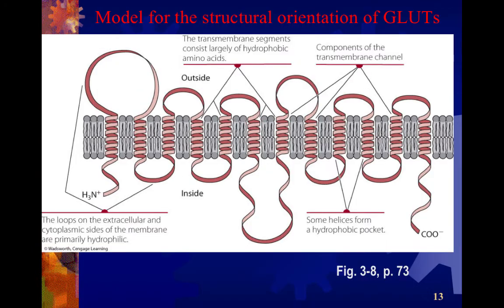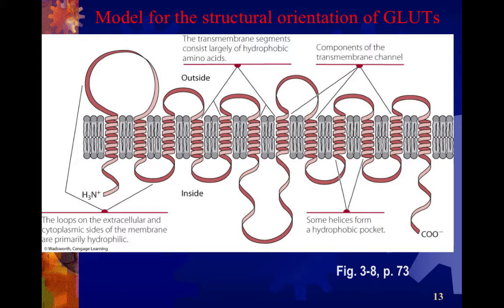So this slide shows a model for the structural orientation of the GLUTs. So you've probably seen this in another class, I'm guessing in biochemistry, where you have this diagram that shows the structure of a protein that's embedded in the lipid bilayer. So this would be the plasma membrane containing a GLUT. Now all of the GLUTs look fairly similar, so this diagram is meant to represent all of the GLUTs.